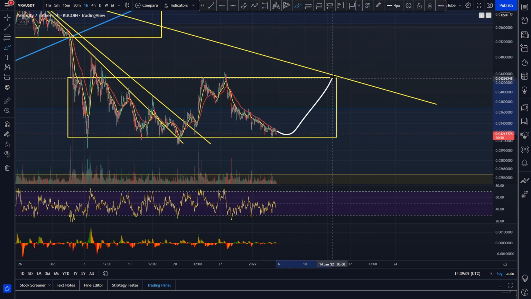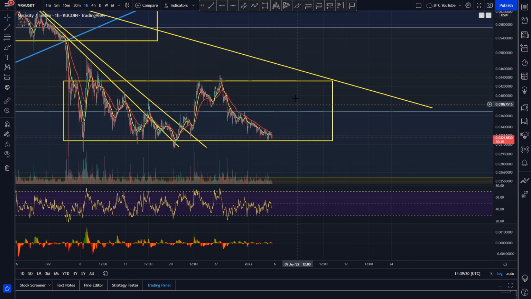And you could easily see the bulls come back into control at the bottom of this range here and really just blast up and start to get back into some of these levels that we should be looking at for Verasity, really, which is towards the top of this range again, now that we've retested the bottom.